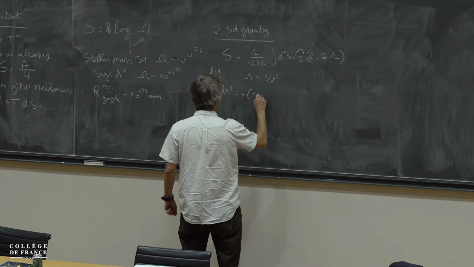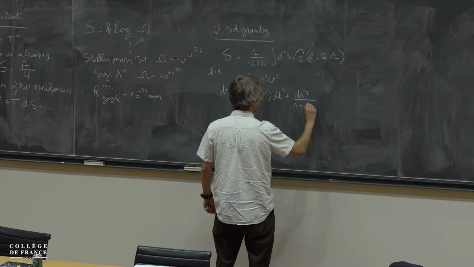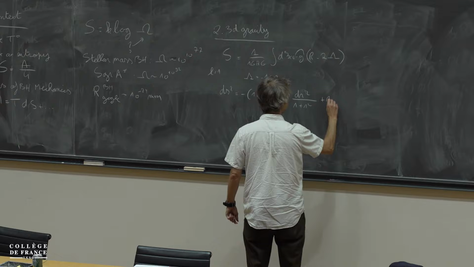That's the vacuum state in the sense that it has maximal isometries, as Marc was mentioning, SO(2,2) isometries, or SL(2,R) times SL(2,R). So this is the AdS3 metric.